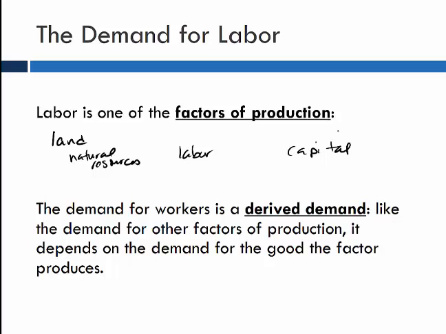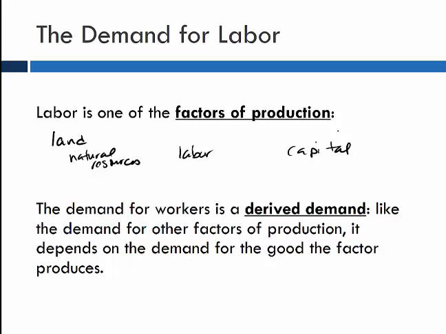So the demand for labor depends on the demand for whatever it is that labor produces, or the demand for any natural resources depends on the demand for the product that natural resources produces. So if the demand for college education goes up, then the demand for professors to teach that will go up as well. So it's a derived demand. So it's not just on its own. It kind of depends what's going on with whatever it produces.